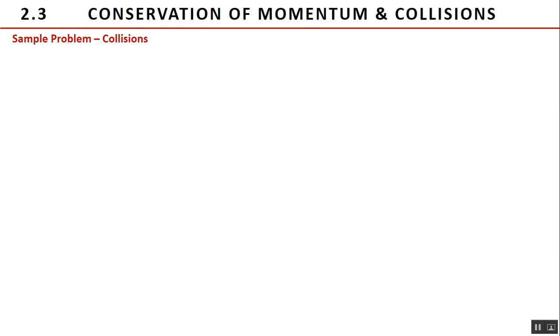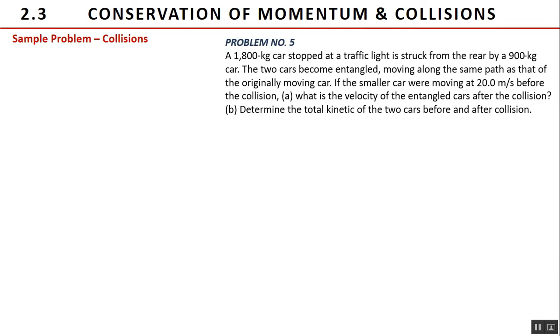Okay class, it is time for us to solve problems involving collisions. Problem number 5. A 1,800 kg car stopped at a traffic light is struck from the rear by a 900 kg car. The two cars become entangled, moving along the same path as that of the originally moving car. If the smaller car were moving at 20.0 meters per second before the collision, letter A, what is the velocity of the entangled cars after the collision? Letter B, determine the total kinetic energy of the two cars before and after collision.